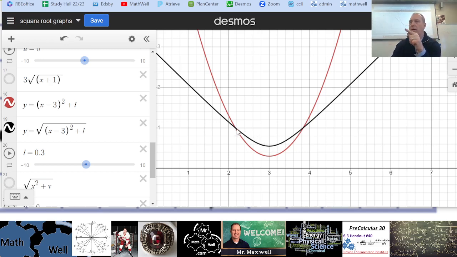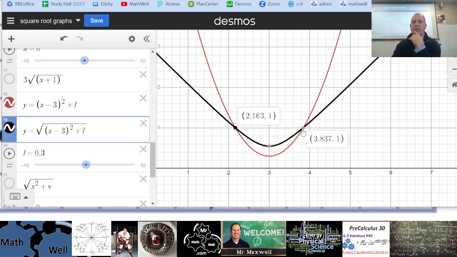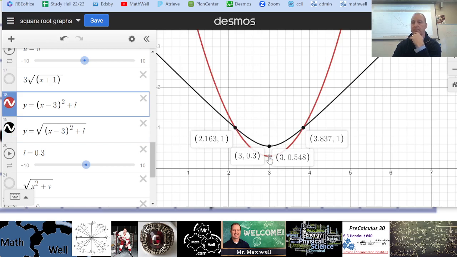Where's y equal 1? Right here. So that's an invariant point. You see that? Invariant point. Now, what is this value? It's a value of y equals 0.3. The square root of 0.3 is approximately 0.548.